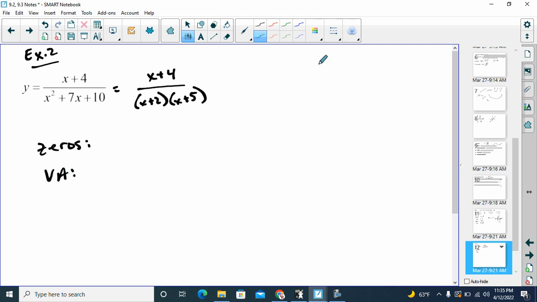Zeros, we set the numerator equal to 0. Gives me -4. Zeros are points. We list them as ordered pairs. If I set the bottom equal to 0, I get x equals -2 and x equals -5. Those are my vertical asymptotes.